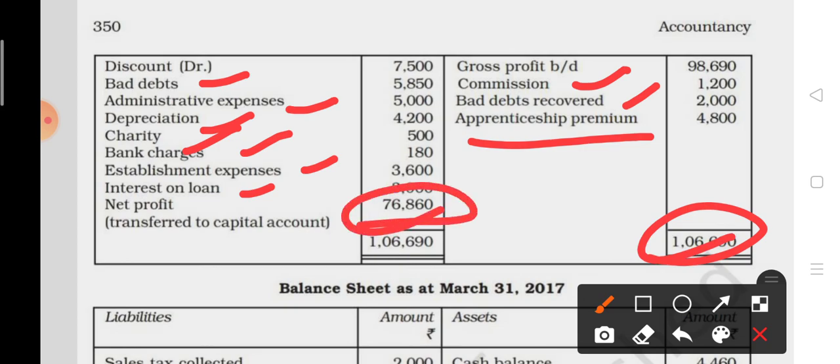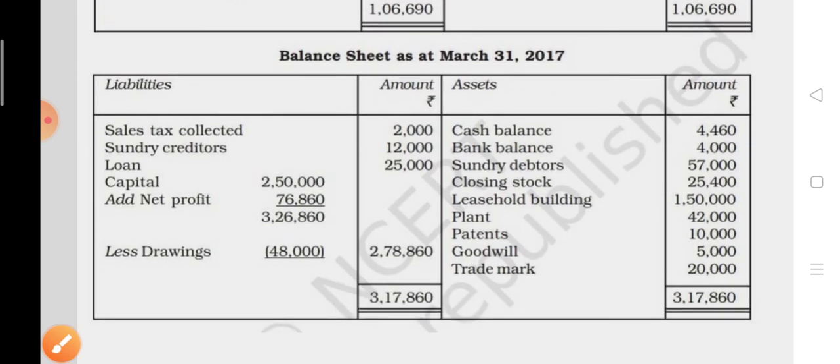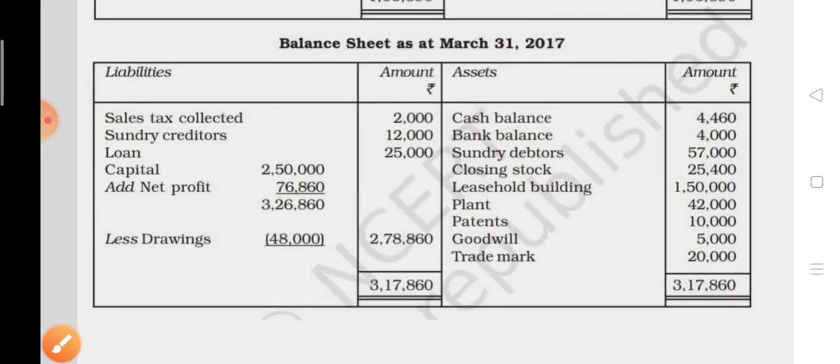If debit side is shorter, the net profit will come, and if credit side is shorter, then net loss will come. Now this net profit you have to add in the capital in the balance sheet. Now this is the balance sheet.